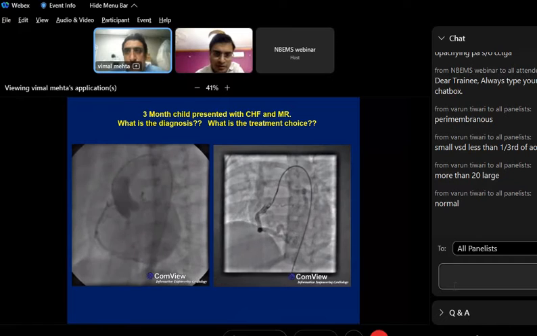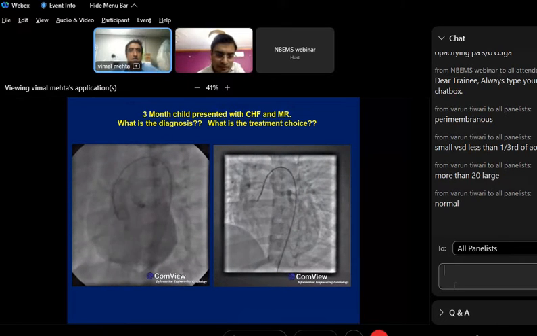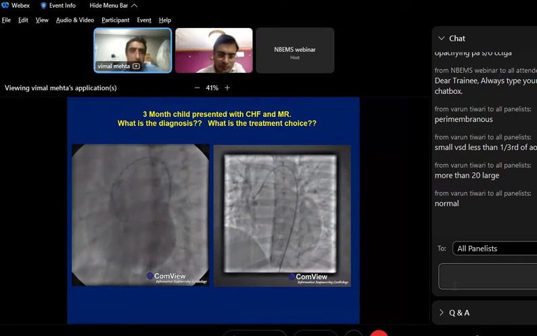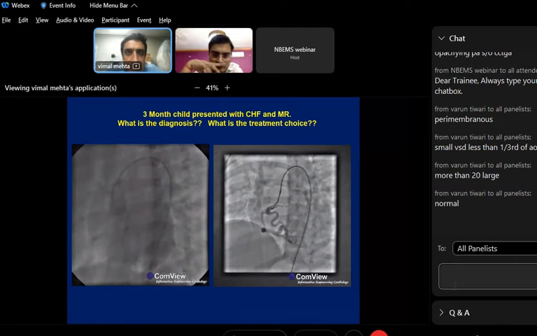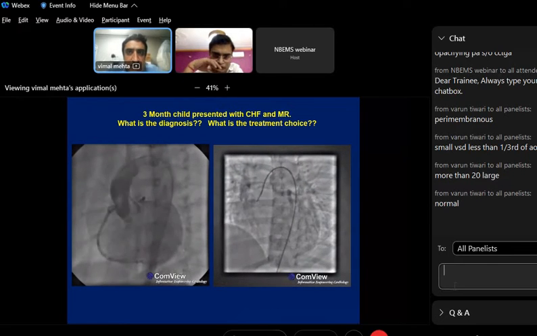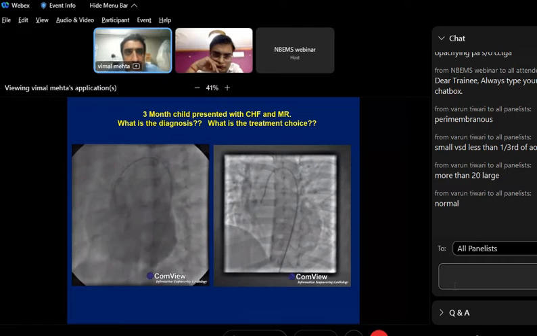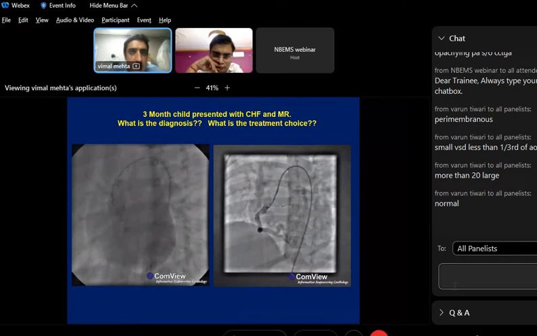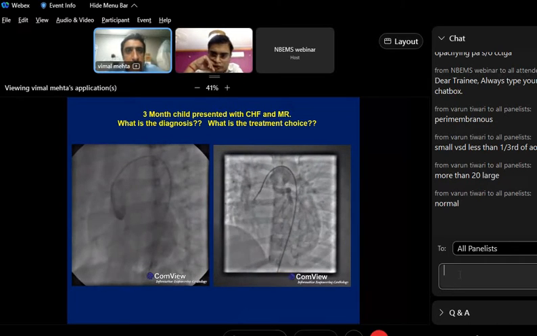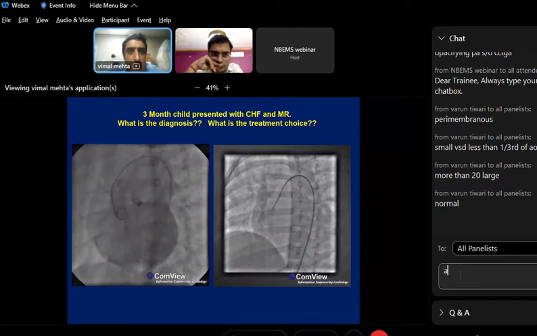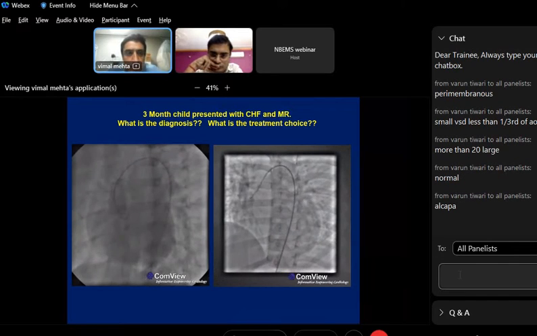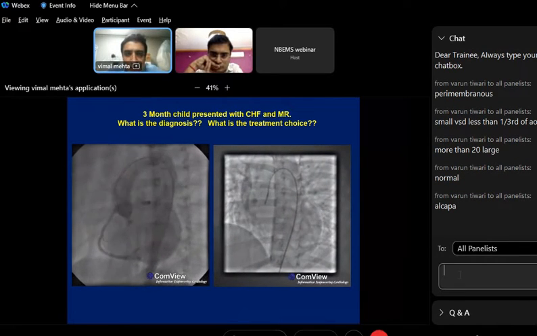angiogram, and you have to answer it. A 3-month-old child, this is a young baby, basically a young infant, presenting with congestive heart failure and mitral regurgitation, and the physician or the pediatric person is confused what is going on. This is a young boy, a young child, and so ALCAPA, why do you say so? Tell me all the diagnosis.